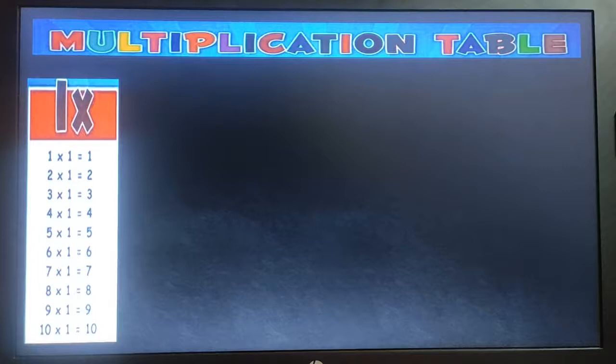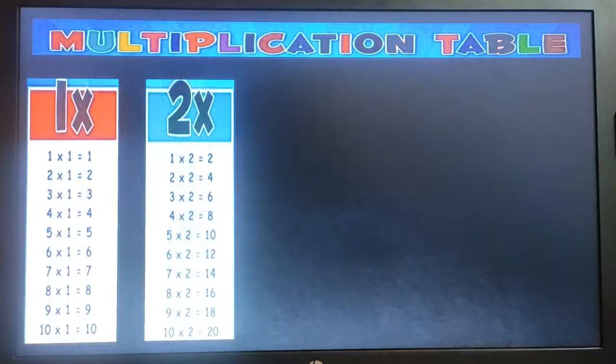Children, you have to remember one thing. If we multiply anything to 1, we will get the same number. The number will not change. Remember, if we multiply anything to 1, the number remains the same. Now let us see table of 2.